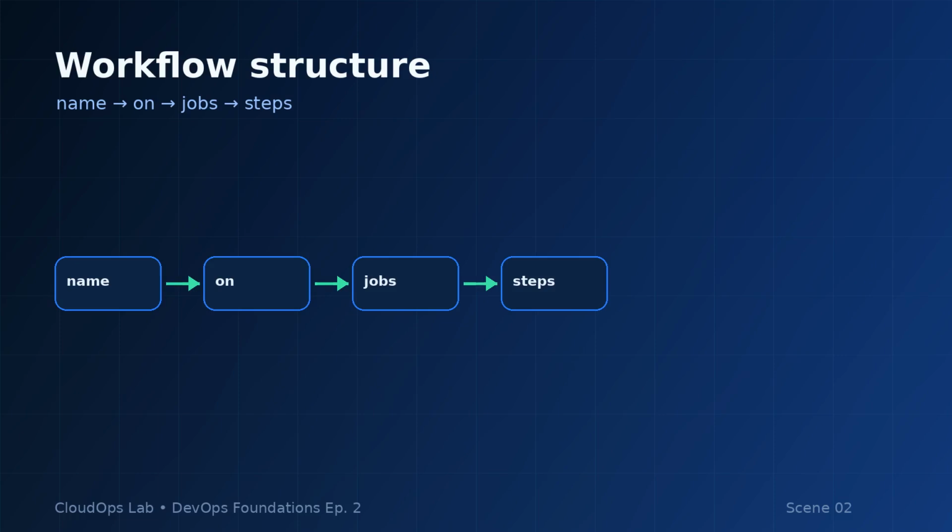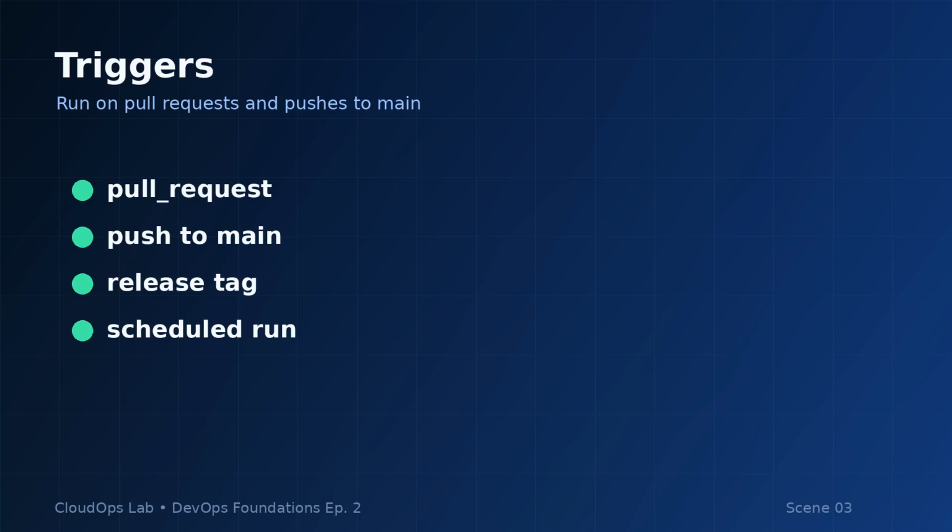Next comes the trigger. In GitHub Actions, the trigger is usually defined with the word on. For a beginner CI pipeline, you might run the workflow on pull requests and on pushes to the main branch. That means GitHub automatically starts the pipeline when a developer opens a pull request or updates the main branch. This is already powerful. You no longer need to ask, did someone run the tests? GitHub runs them for you.